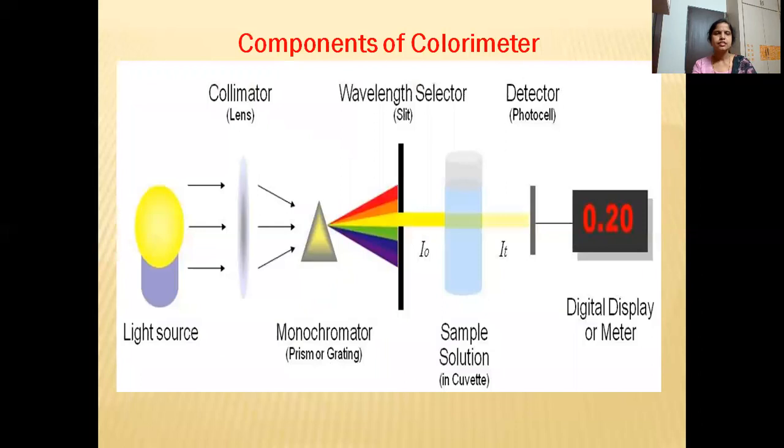So now we'll see the components of a colorimeter. What does it contain?